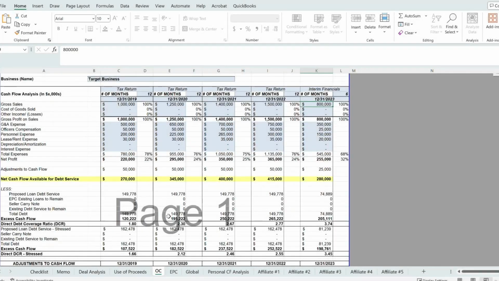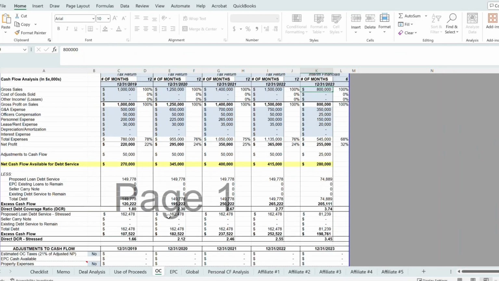This is how you start to formulate the whole exercise to figure out what the debt service would have been for any of the preceding years, all the way up to the present, to see if this is a good risk for the lender. We're only evaluating right now cash flow over debt service.